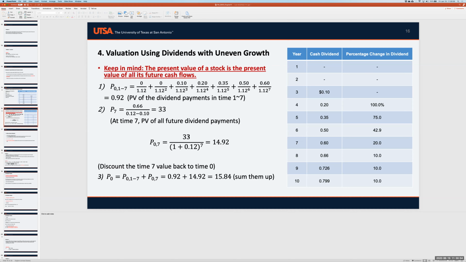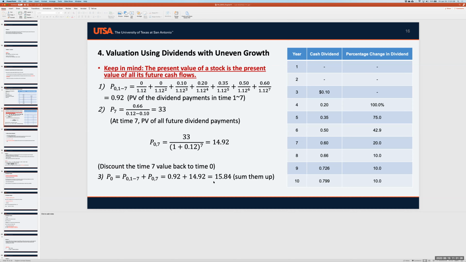So we discount the value at time 7 to time 0. How can we do that? We know the value of the stock at time 7 is 33. We discount this cash flow to time 0 by using the cost of equity rate, which is 12%, to the power of 7. We find the present value of the stock is 14, and simply we sum two values, 0.92 and 14.92. If it confuses you, just go back to the lecture notes.